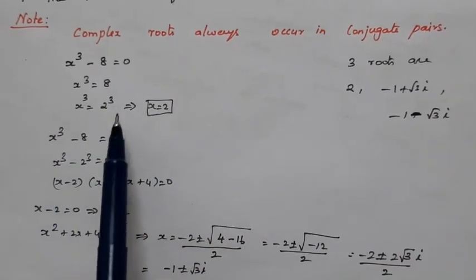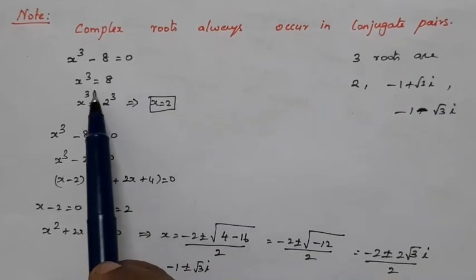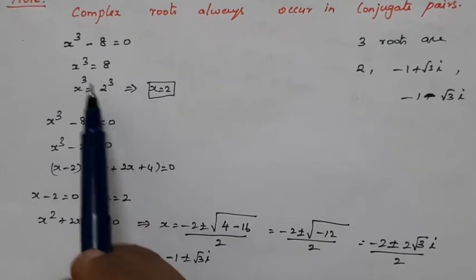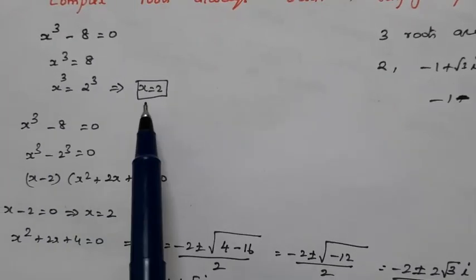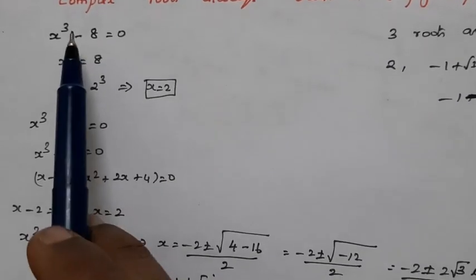So for an example, let us consider an equation x cube minus 8 is equal to 0. How will you solve this? In earlier standards, what we will do? You will move 8 to the opposite side, and we will write 8 as 2 cube, and by taking the cube root, we will write x is equal to 2. So this is the way we will obtain the solution for this equation.